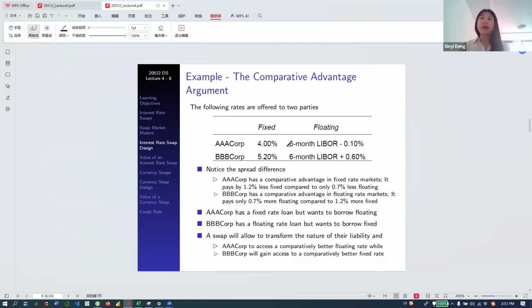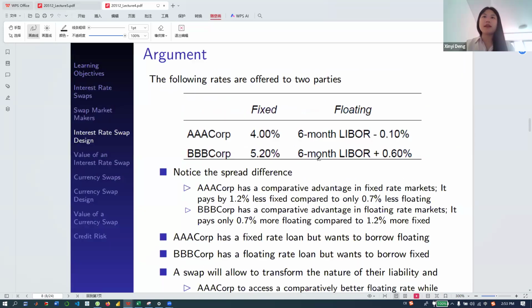So basically, the swap contract is able to enable them to access their comparative advantages. Actually, let's take a look at the comparative advantage here. To find the comparative advantage of AAA Corp and BBB Corp, we actually have to look at the difference between the borrowing rates here.